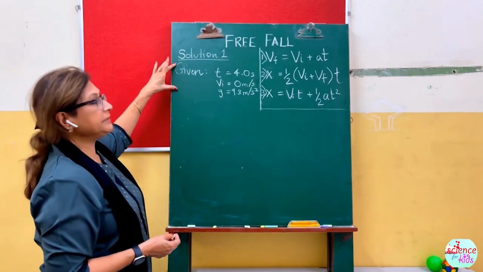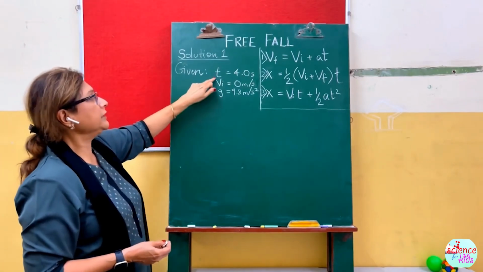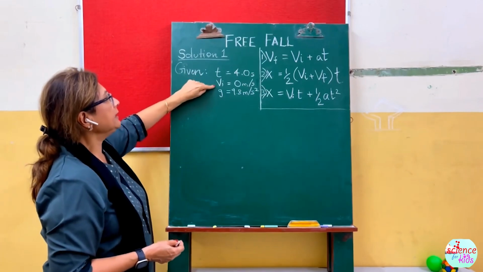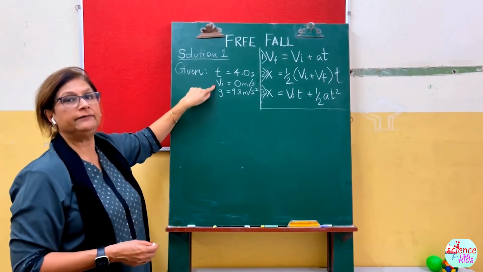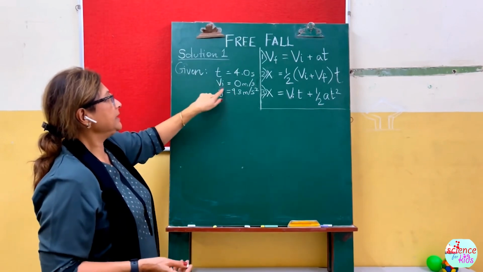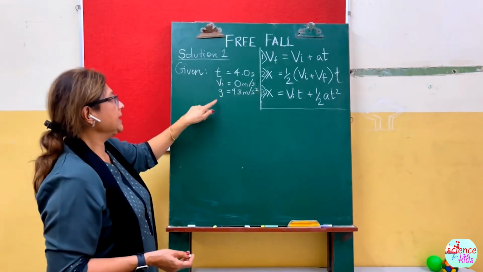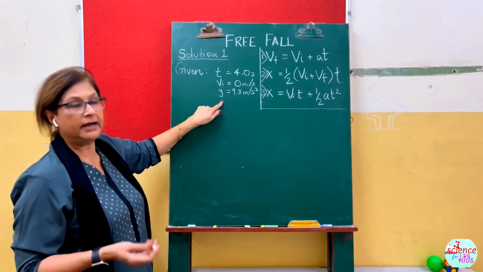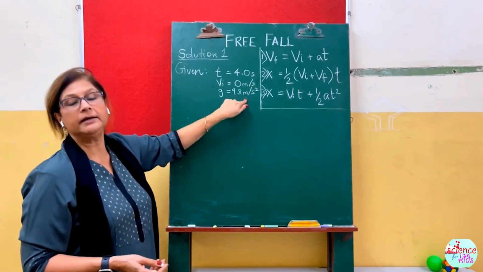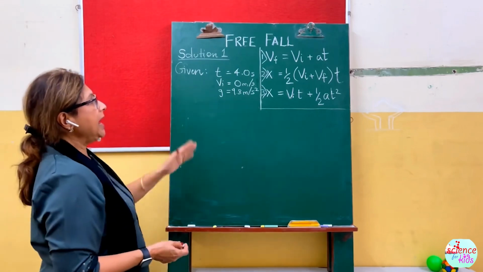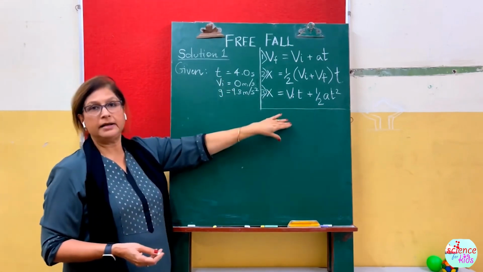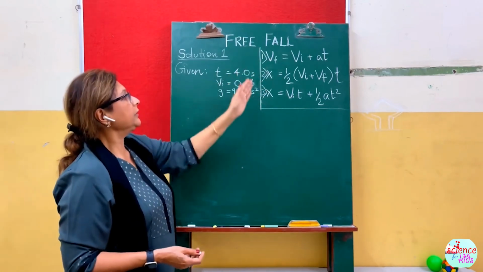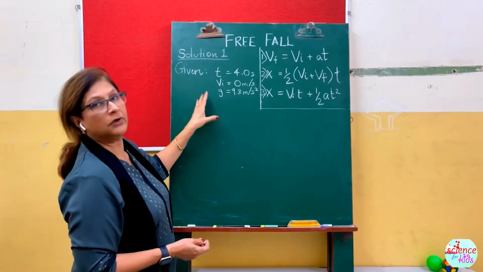What is the information which is given here? They have given you the time, which is 4 seconds. They have also mentioned the initial velocity, and as you know, the initial velocity is always 0. That is 0 meter per second. And g, that is the acceleration due to gravity, which is constant, as you already know, that is 9.8 meter per second square. And we have already talked about our kinematic equations. There are 3 equations given. Now the question comes, which equation do we have to use to solve this?